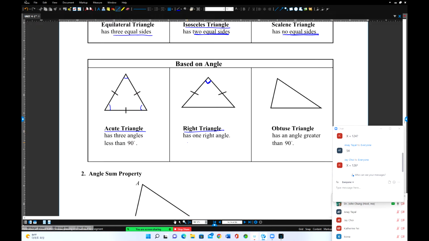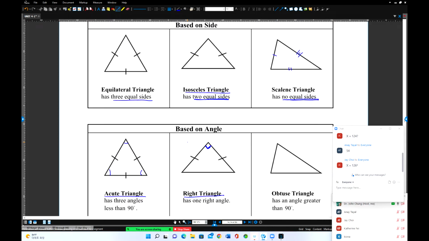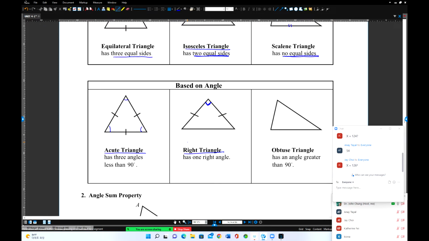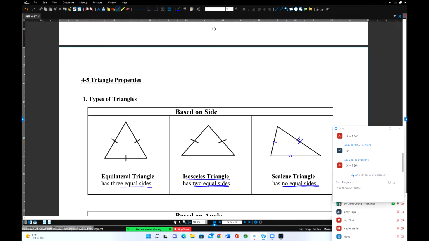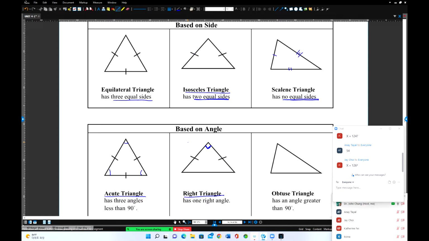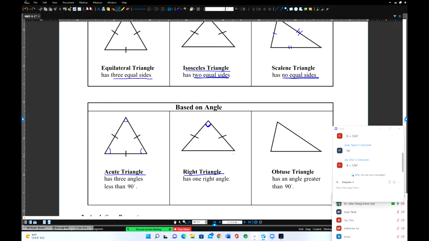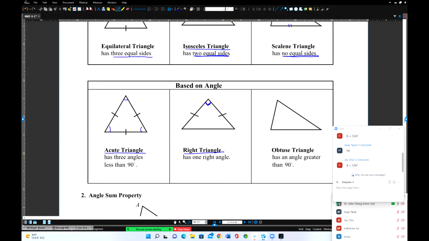Only one angle is right. Let me see. A little mistake over here, I think. This is only one right angle. We don't care about the side. It doesn't have to be an equilateral triangle.